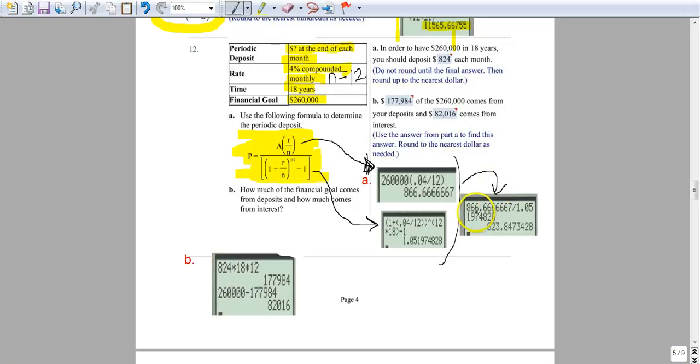So then I took those two numbers and I did 866.66666 divided by 1.05197, etc., to get my final answer, which they said to round to the nearest dollar. So $823.84. Since this is bigger than 50 cents, that's going to round up to $824.